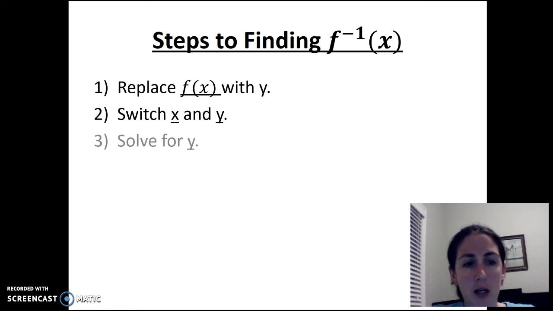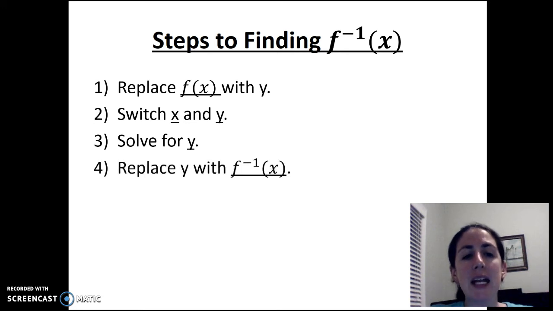Now here's where the algebra comes in. You're going to need to solve for y. Once you get y by itself, that is your inverse, so call it your inverse function. But in math, we always need to check. We need to make sure what we did actually worked. So you're going to check, and remember how you check.